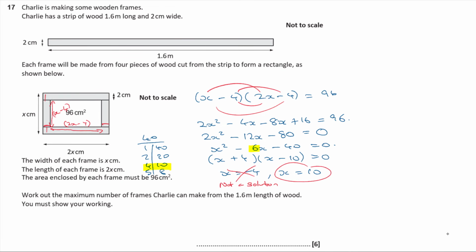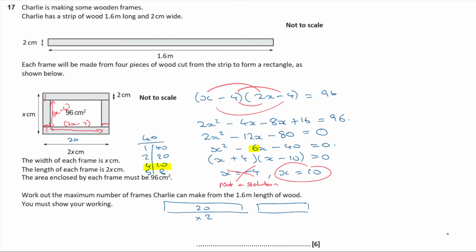So that means that this longer piece of wood is going to be 2 lots of 10. It's going to be 20, isn't it? So I need one piece of wood which is 20. Well, I actually need 2 of those because it's the top and the bottom of the frame. And what's the shorter one then? The shorter one is going to be x, 10, take away 2, take away 2.